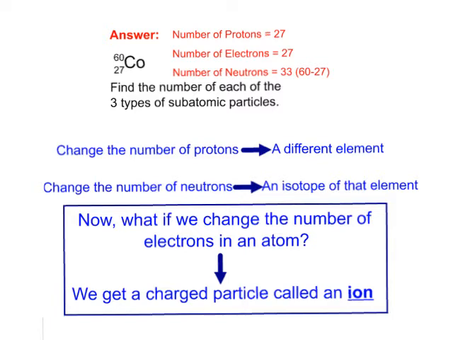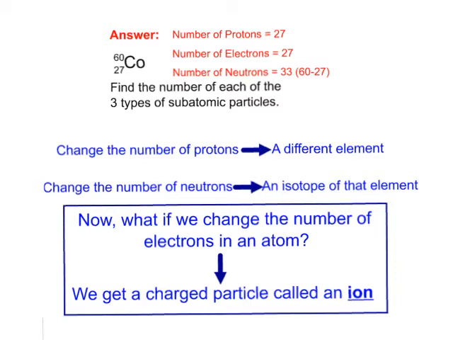And the answer is the number of protons is 27. That's its atomic number. The number of electrons is 27 because it's neutrally charged. There's no charge on this element, on this atom. And the number of neutrons is 33. We take 60 minus the 27 for the mass that we have in the protons, and we get 33 neutrons.